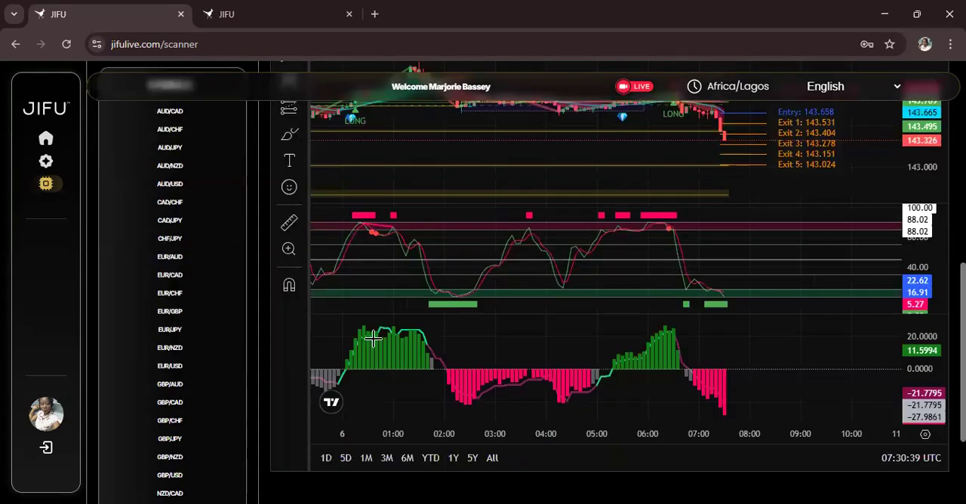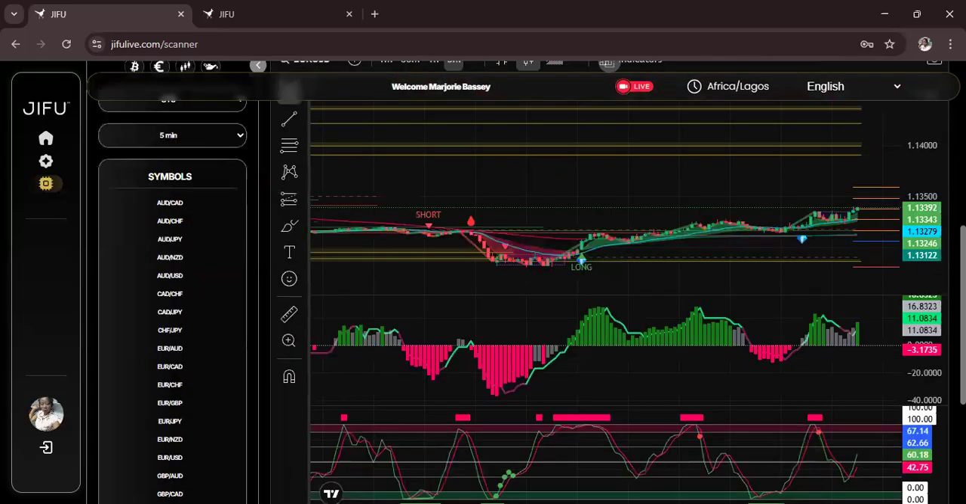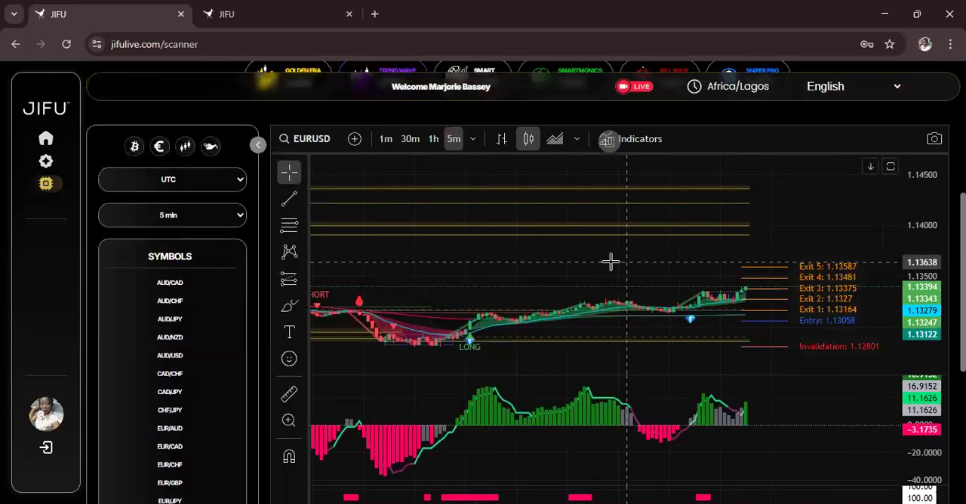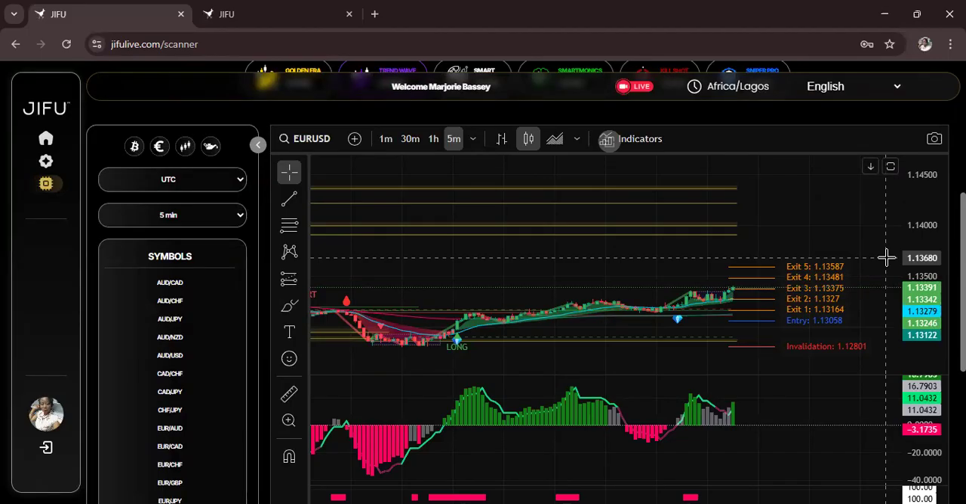Let's see. Euro USD is already buying, and only two people, you can see. This is where I put my stop loss. I'm already in profit in this trade, and it's currently a risk-free trade for me. It's already done 70 pips. Let me move my stop loss up. I'm trailing my stop loss currently on this trade.